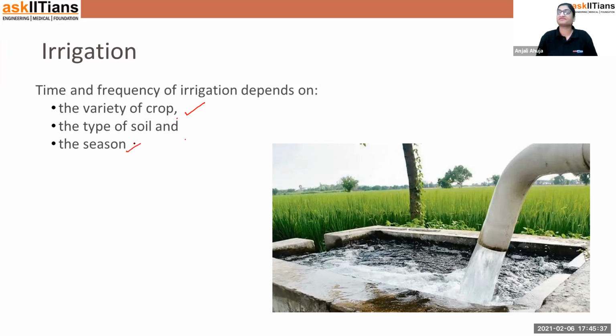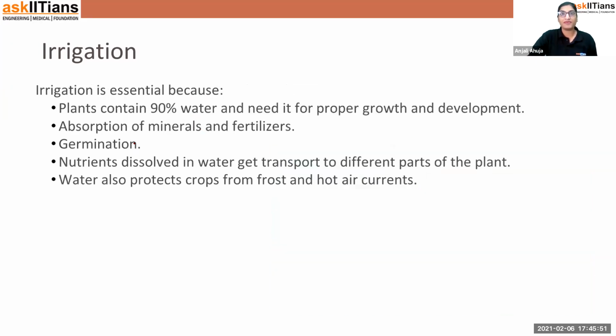The season, obviously: if it is a rainy season, you don't have to give much water. If it is the summer season, you have to give a lot of water, as it is going to evaporate also. So these are the factors that are really very important. So irrigation is a really very important step for the plant. We have to give water.